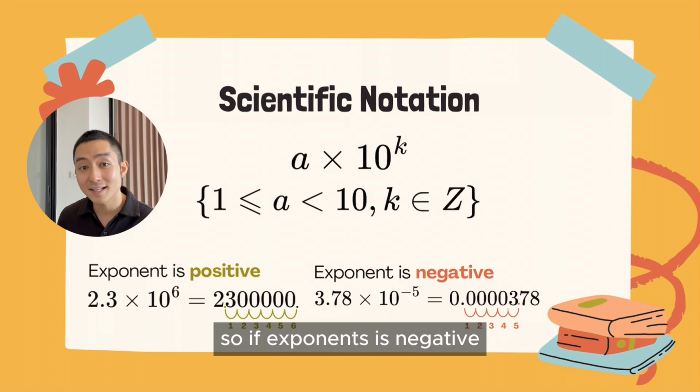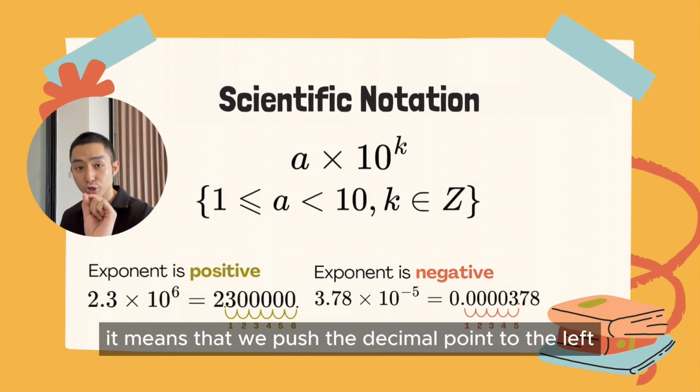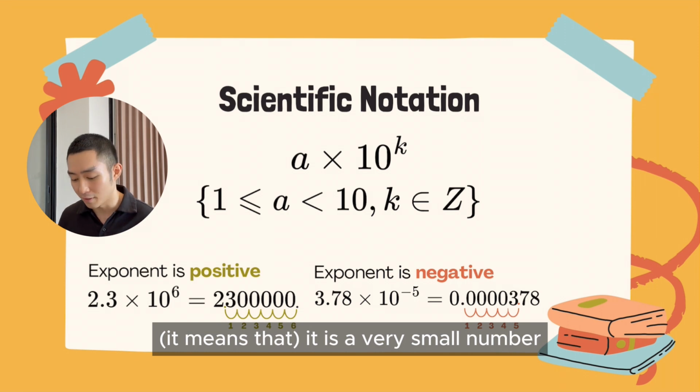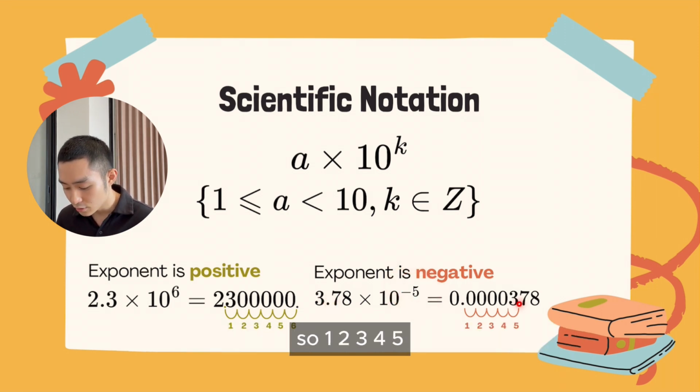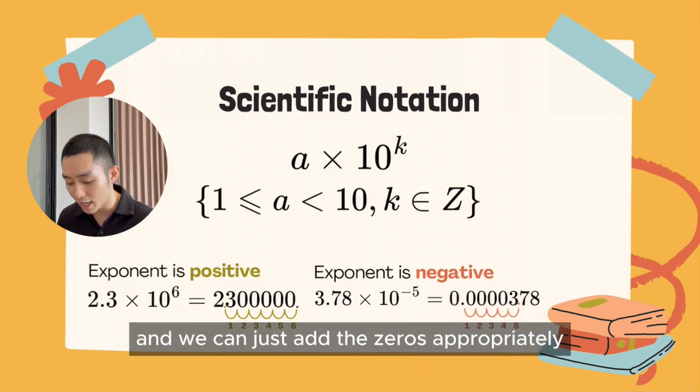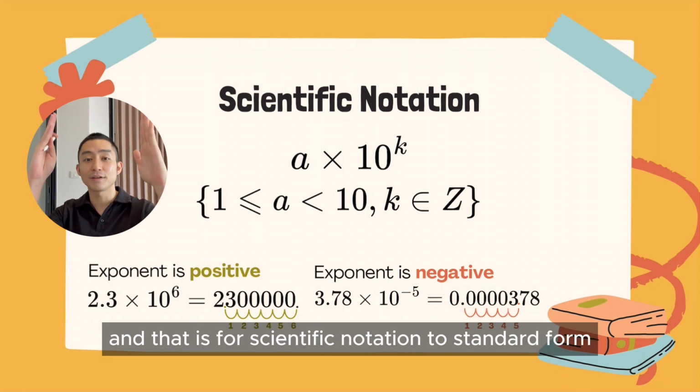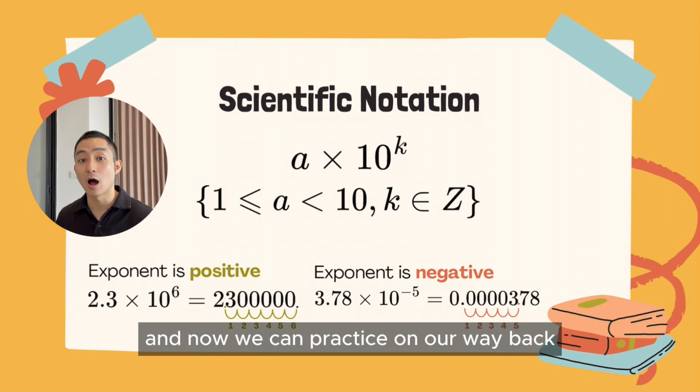If the exponent is negative, it means that we push the decimal point to the left, or it is a very small number. So take a look that we need to move to the left 5 places: 1, 2, 3, 4, 5, and that's the dot now, and we can just add the zeros appropriately. And that is for scientific notation to standard form. Now we can practice on our way back.